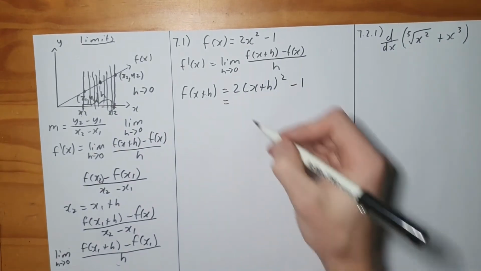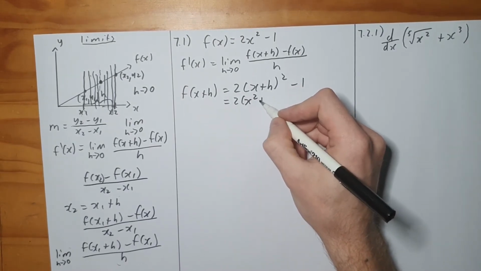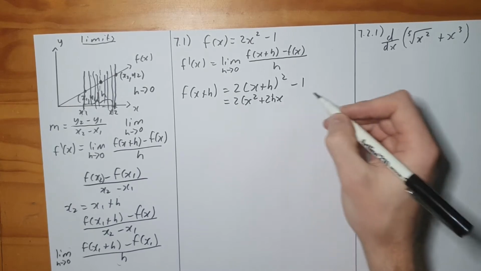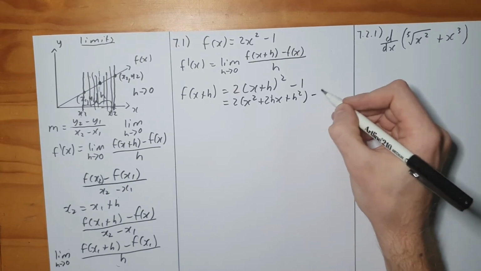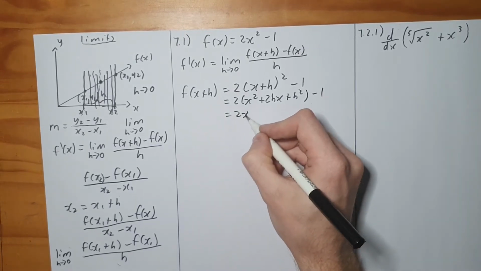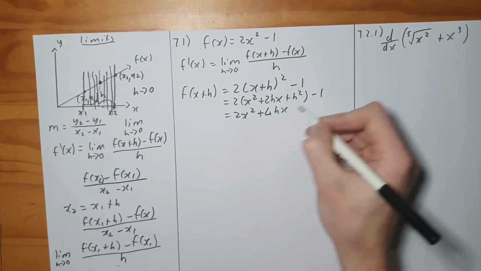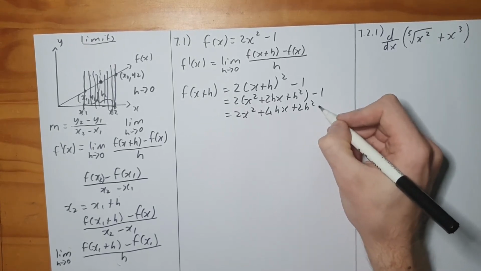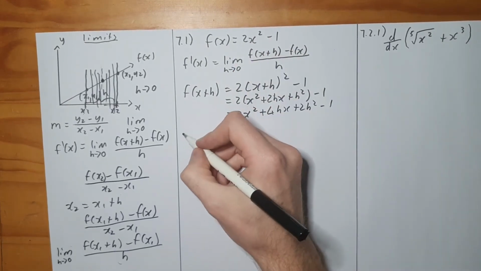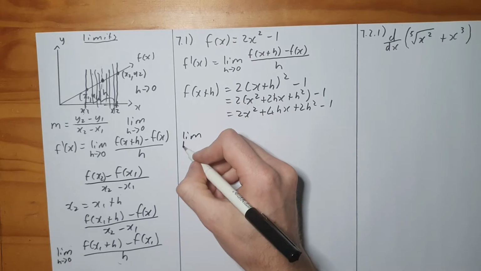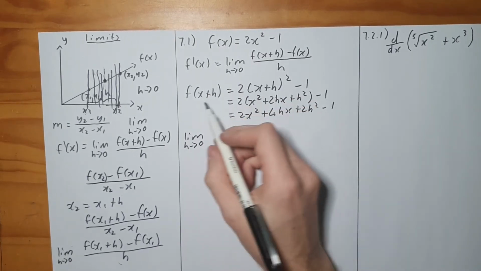If I sort that out, I'm then going to get 2x squared plus 2hx, because it's a positive there, plus h squared minus 1, which means I have 2x squared plus 4hx plus 2h squared minus 1. Now I substitute this and the function into my formula. So limit, you always have to take the limit, h tends to 0, of f of x plus h.